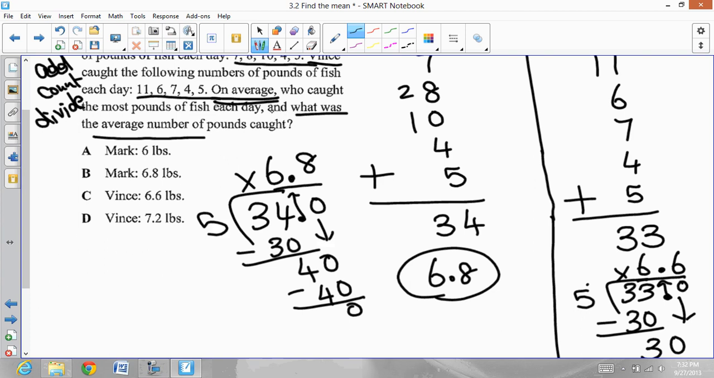The question is, on average, who caught the most pounds of fish each day? So obviously Mark caught the most because he got 6.8, whereas Vince only got 6.6. So obviously Mark wins. So that means this is not an option and this is not an option. You got two choices. The second part of the question is, what was the average number of pounds caught? Remember, you got the average to be 6.8, which eliminates this choice. So the correct answer in this case is B.